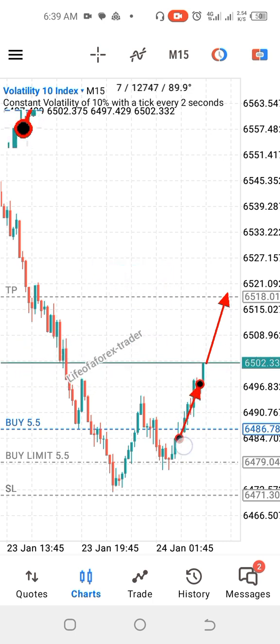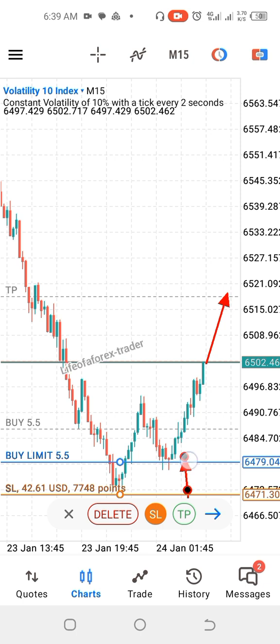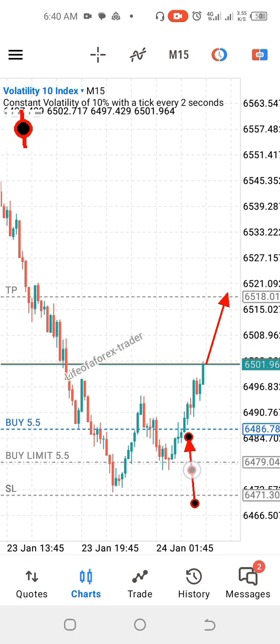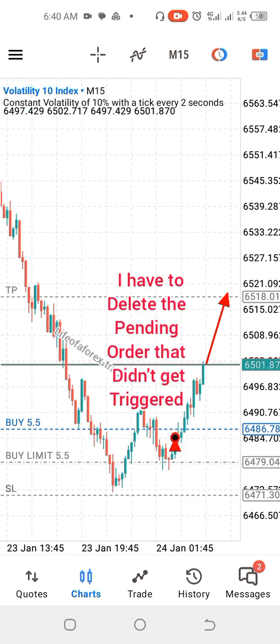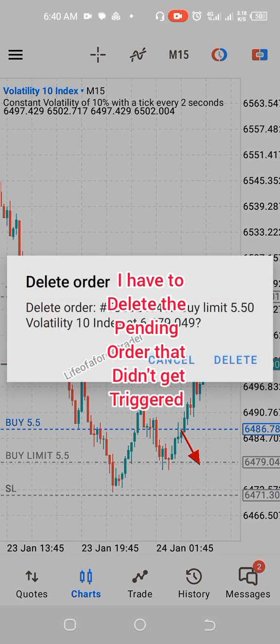So now the right thing to do is to remove this pending order. There is no longer need for it because the market didn't reverse to trigger it, right? Since it wasn't triggered, I would just delete the pending order at once, so it's not going to form a liability for me. It will not backfire. So let me delete it. I've deleted it.